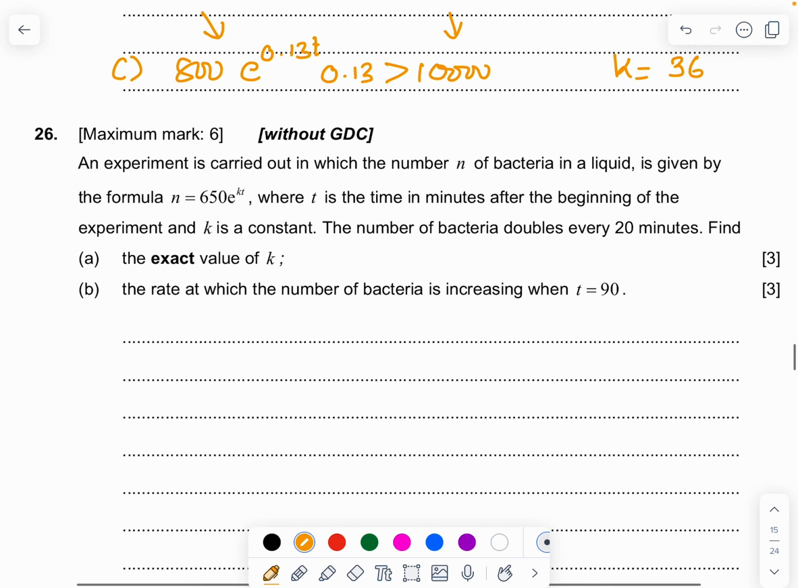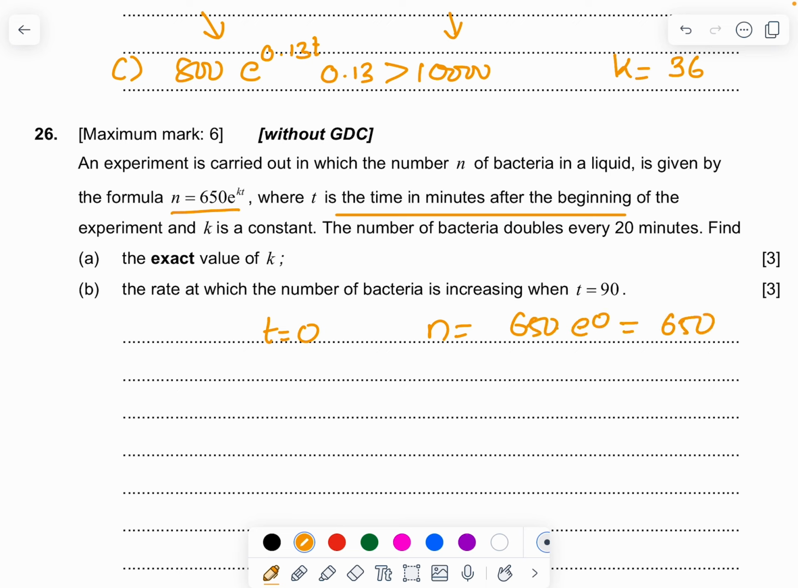Now this question is without GDC. An experiment is carried out. Now find the exact value of k, where n equals 650 e power kt. t is the time after the beginning of the experiment. So at the beginning of the experiment, t equals 0, n equals 650 times e power 0, which is 650.